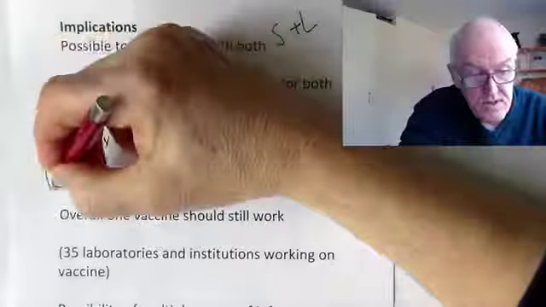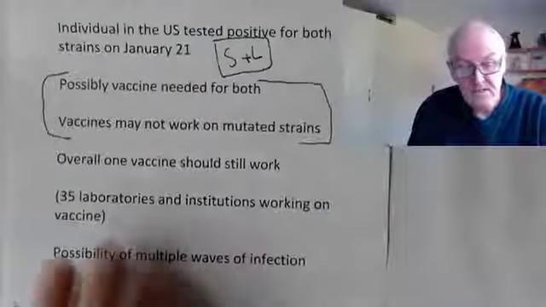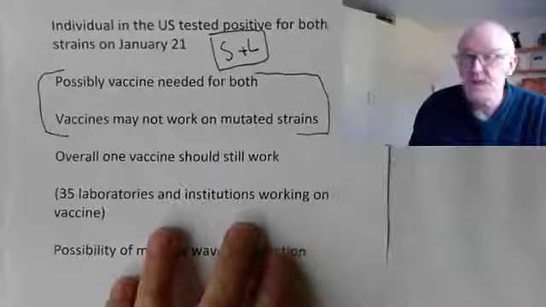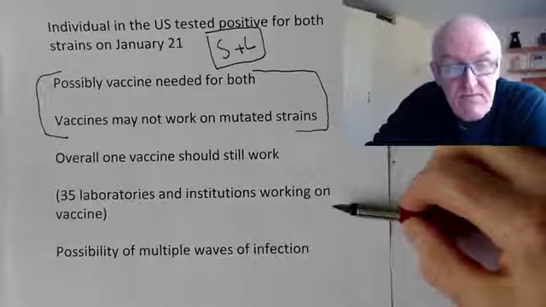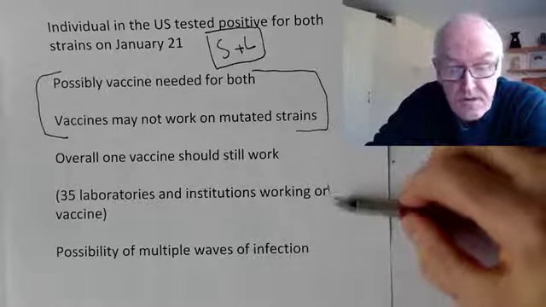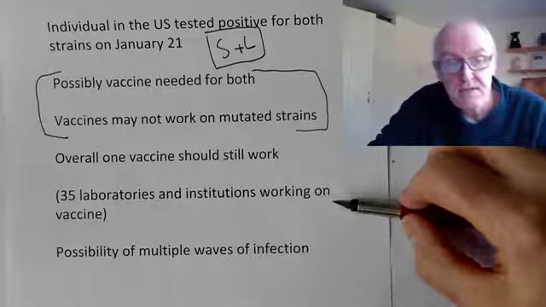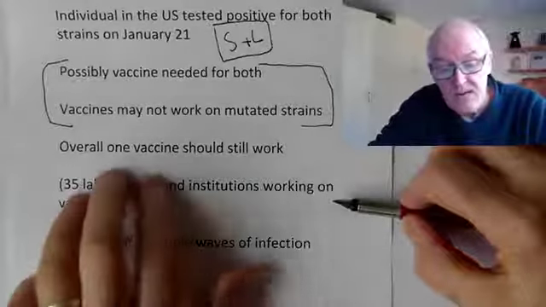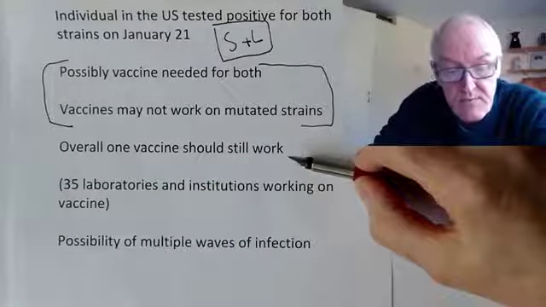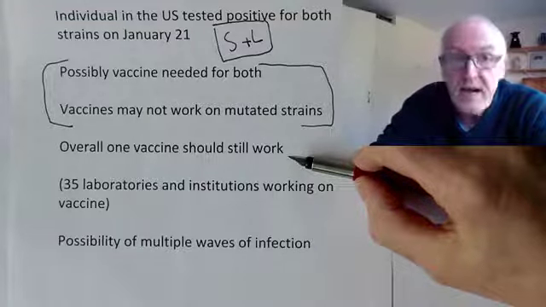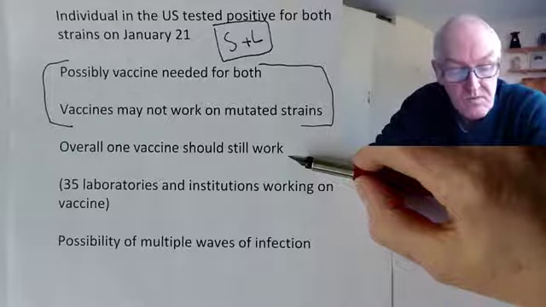Now, some people have said that the vaccine may not work on mutated strains and a possible vaccine would need 2 vaccines instead of 1 vaccine. Now, the people that are designing the vaccines in 35 laboratories and institutions all around the world are very clever scientists, and they know this. So what they do is they make a vaccine that works on a very highly conserved part of the genome, a part that's not changing all the time. So it's still likely, and this is very reassuring, that 1 vaccine will work for both strains. So when we get the vaccine in 2021, we should be able to immunise people, and we're hopeful that they're going to be immunised against the S and the L strains, which would just be simply wonderful.